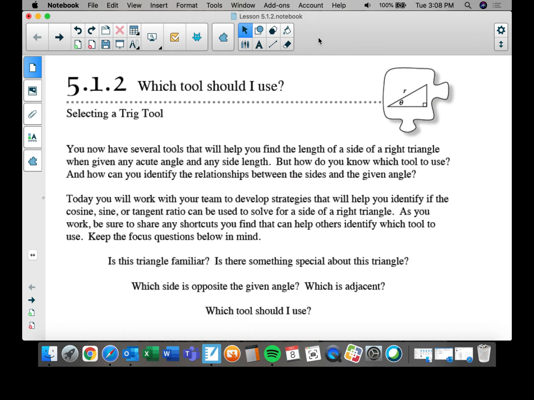Students, welcome to 5.12. The good news about this lesson is you are not learning anything new today in particular. What you are looking at instead is how do you know what to use when? How do you know when you're supposed to use sine versus cosine versus tangent? This is just kind of a practice day.